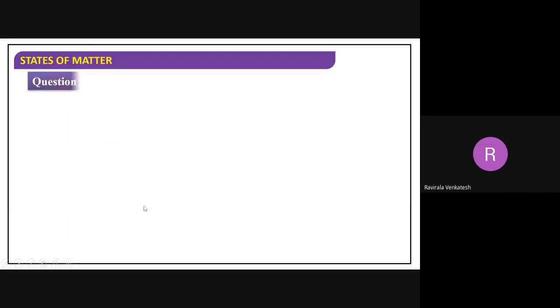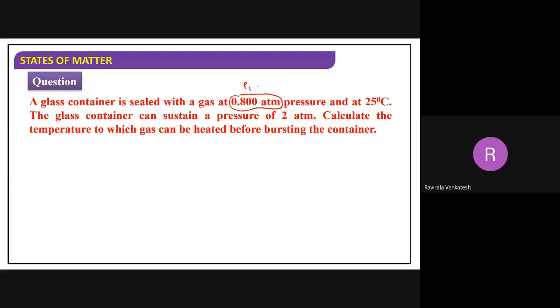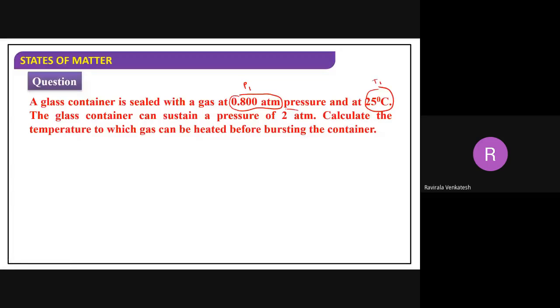A glass container is sealed with gas at 0.8 atmosphere pressure. So P1 is 0.8 atm, and temperature is 25 degrees Celsius, which will be T1. This one will be P2 as the pressure. Calculate the temperature to which the container must be heated.